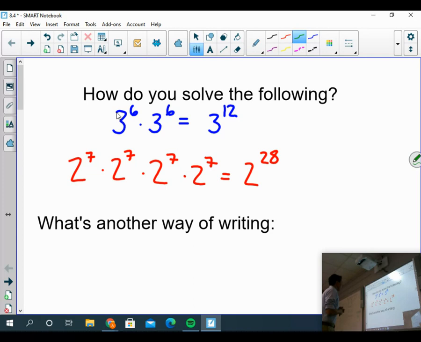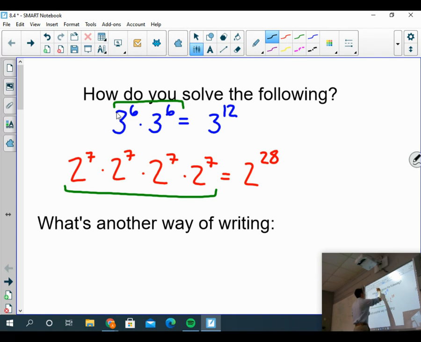Okay? Now, what I want to think about is, is there a different way we could write these expressions? Is there a different way we could write these? And maybe you're sitting there going, I don't really know how we would rewrite these, but maybe this will help jog your memory.